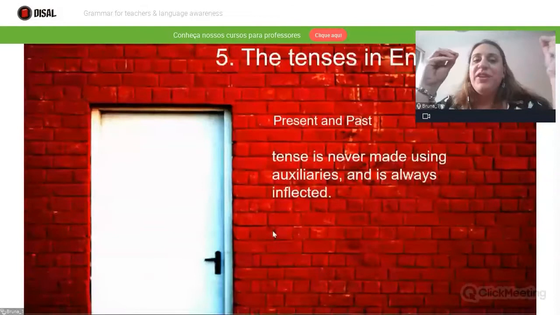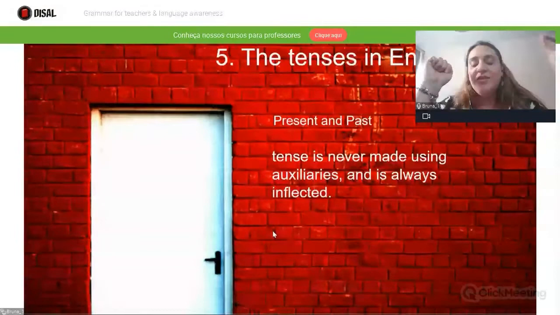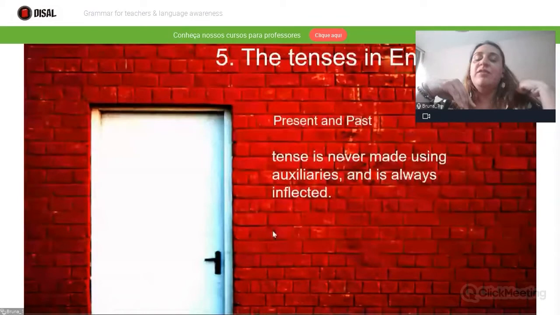What is a tense in English? The one that you're going to use, for example, he works, where you put an S for he, she, it, or worked, where you put ED for the past. So those are the only two tenses.